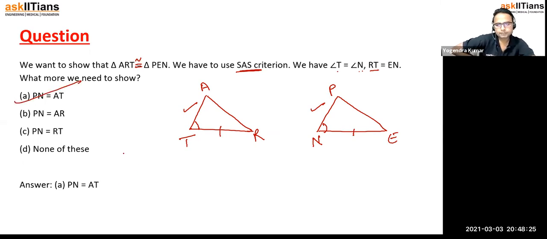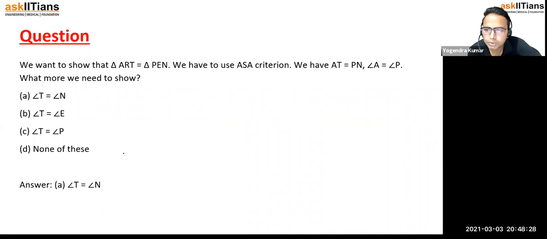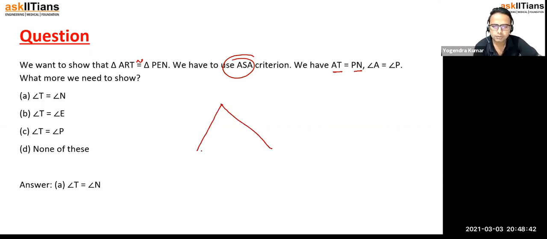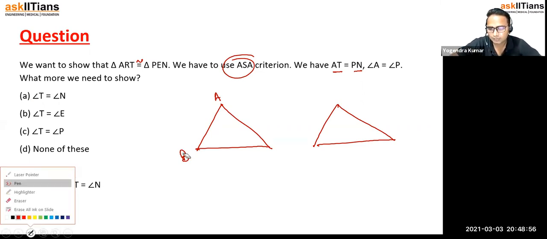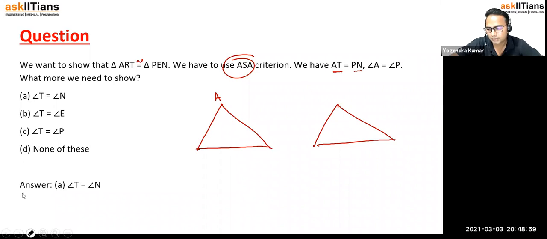I hope you got it. Now let's see here. We want to show that triangle, okay, let me write here, triangle ART. AT is equal to PN and angle A. What congruency? ASA congruency, right? We want to show. So let me make it here. This first triangle, then another triangle. ART. My bad. I'm making it B again and again because ABC generally we make. That's why. Okay. Let me not do that. ART. And which angle? Angle A is equal to, okay, this angle is equal to P, right?